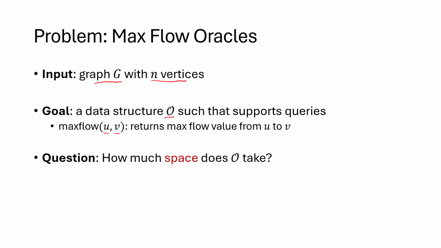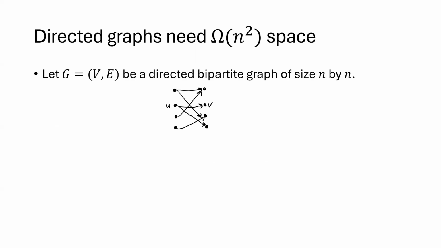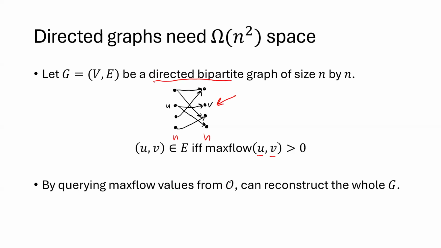Now, clearly when the graph is directed, then you need n squared space. Let's see why. Let's consider a directed bipartite graph, like here. There are n nodes here, n nodes here. If you look at any pair of nodes U and V, then the max flow from U to V is going to be 1 if there is an edge from U to V and 0 otherwise. So basically the max-flow value encodes whether there is an edge or not for each pair. By querying all pairs U and V, you can reconstruct the graph.